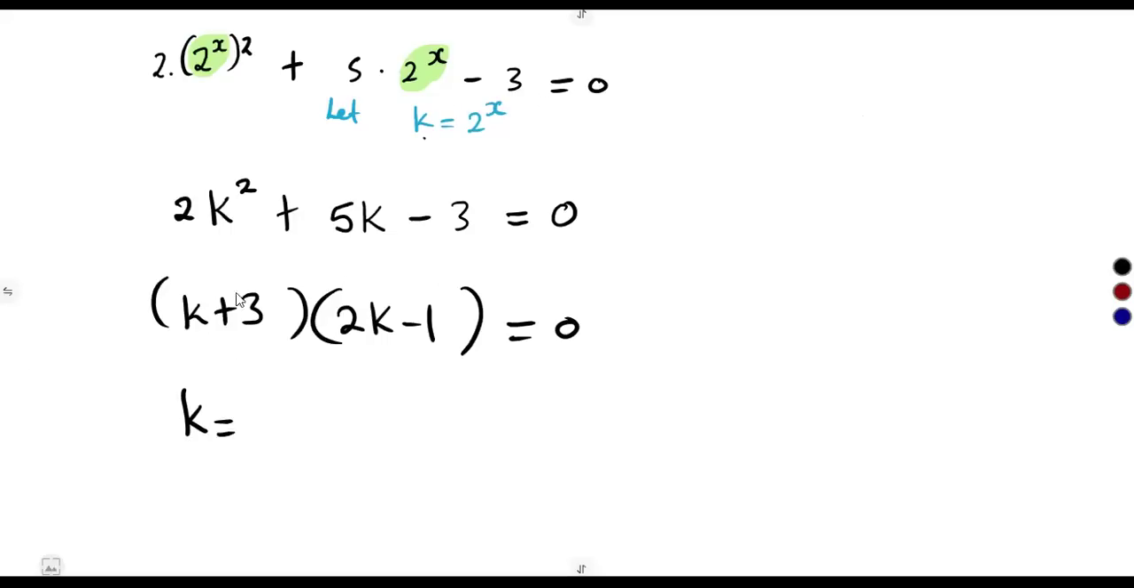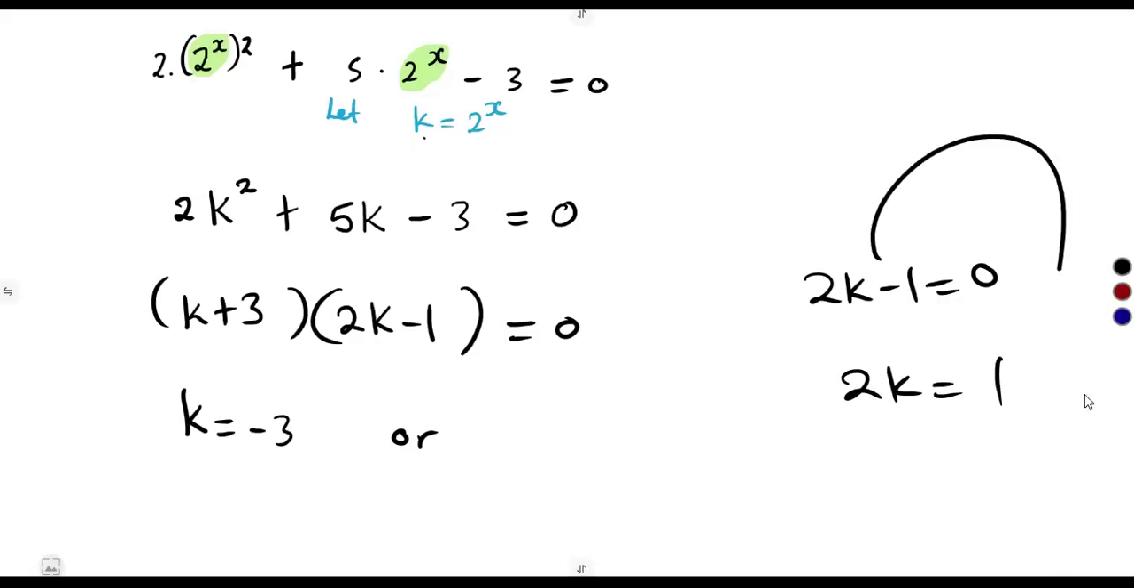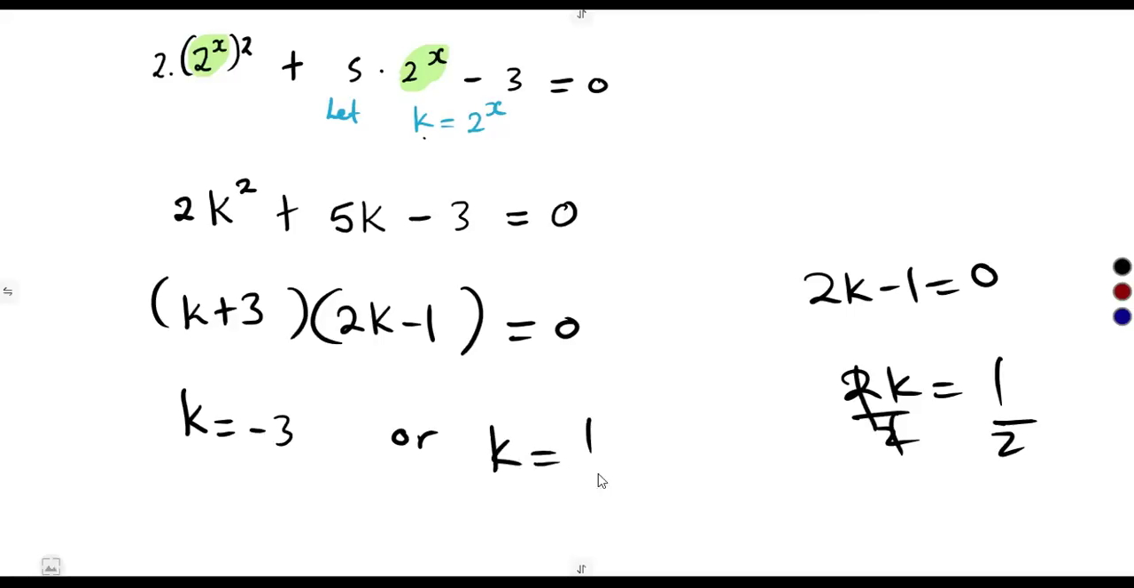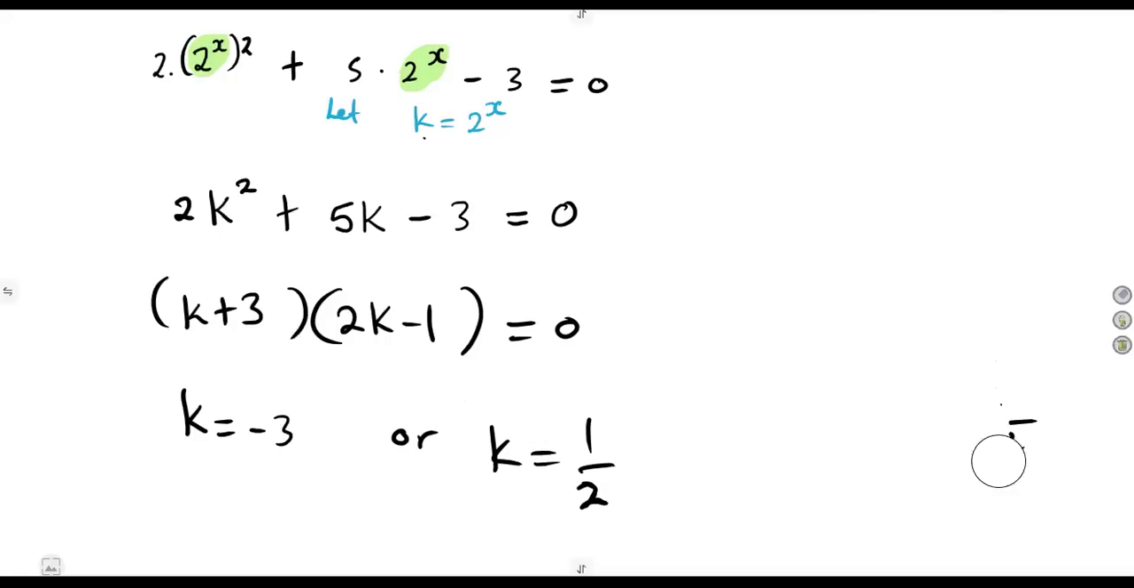The values of k. So 3 to the other side, guys, is going to be negative 3. Or from this bracket, we're going to have 2k minus 1 equal to 0. So 2k is equal to 1. Minus 1 to the other side becomes a positive. Simply divide by 2. So k is equal to 1 over 2. Just like that. We have a k which is minus 3, and we have a k which is 1 over 2. Are these part of our solutions? No.